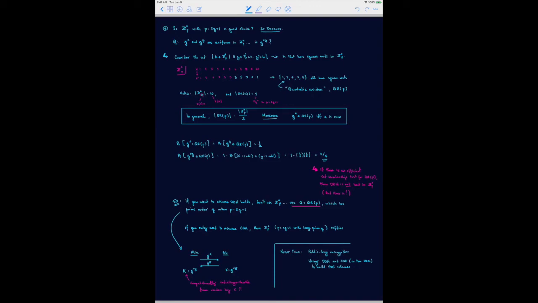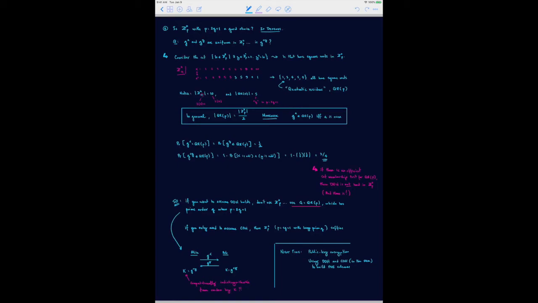Hence, it can't be the case that G to the XY is uniform, because with probability 3/4 it has a square root, and it should only have probability a half of having a square root if it was uniform. So what this tells us is, if there is an efficient set membership test for the set QRP, in other words, if there's an efficient square root finding test in Z star P, then it cannot be the case that the decisional Diffie-Hellman problem is hard in Z star P.